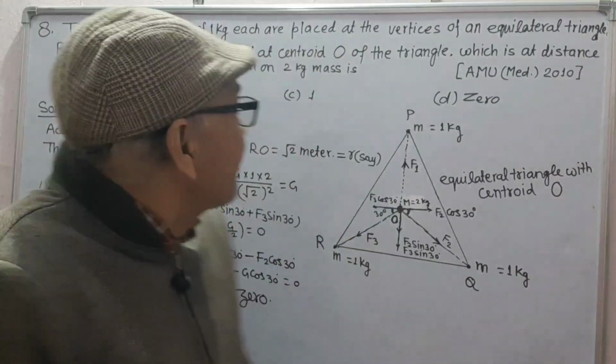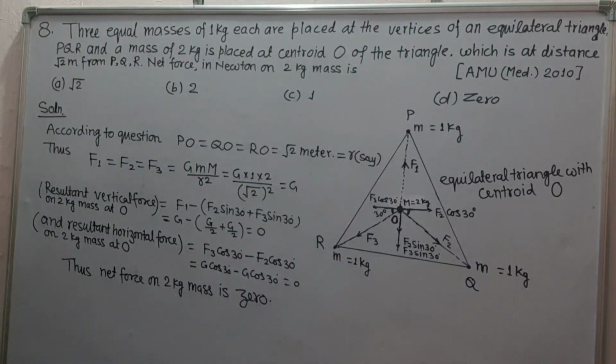Next question number 8. The question is, 3 equal masses of 1 kg each are placed at the vertices of an equilateral triangle PQR, and a mass of 2 kg is placed at the centroid O of the triangle, which is at distance root 2 meter from P, Q and R each. Net force in Newton on 2 kg mass is, these are the options.